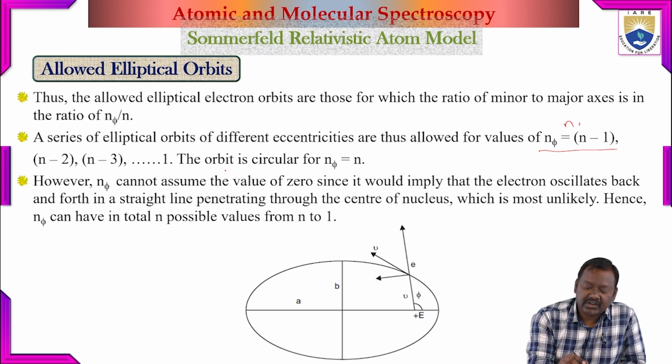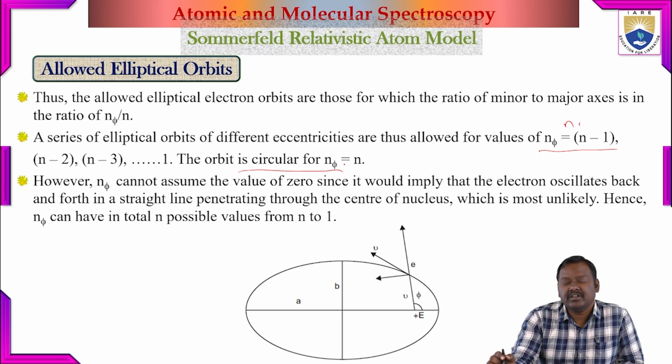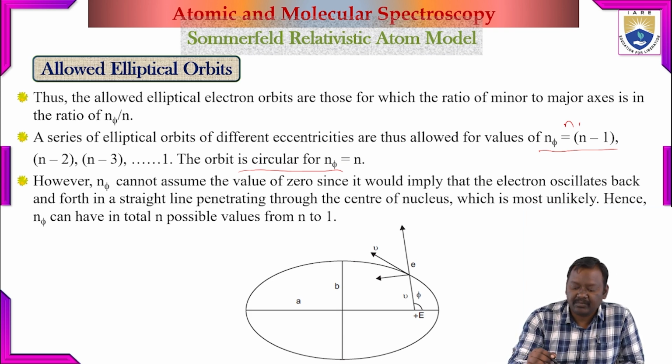And the orbit is circular for nφ equal to n. Whenever nφ is equal to n, the orbit becomes circular. It is no longer an ellipse.